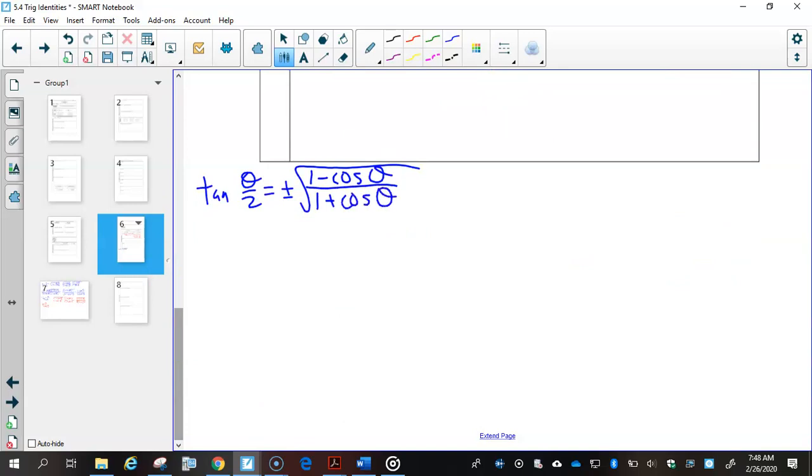So from the work we did above, we know that our tangent equation is negative. That means we need to keep the negative throughout all of the simplification. We know that our cosine value at 225 is negative root 2. So I'm going to put that in.